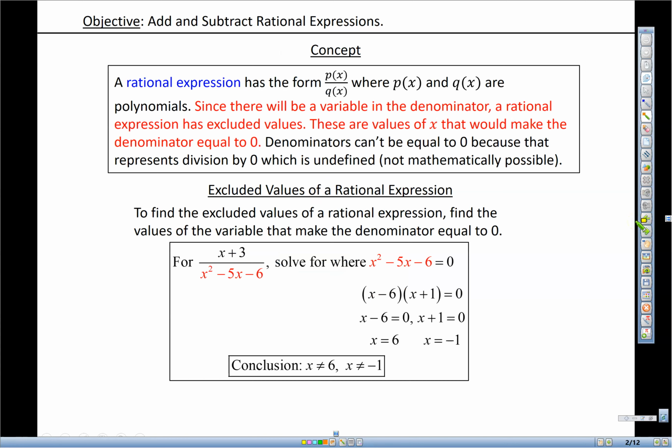All right, so we're also going to look at excluded values. So excluded values for rational expressions. When we're adding and subtracting 2 or more, we use all of the excluded values from each of the individual expressions that are being added or subtracted. And so we're looking at all the denominators for each of the expressions.